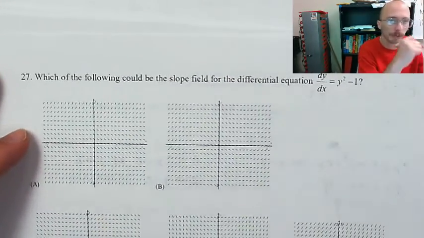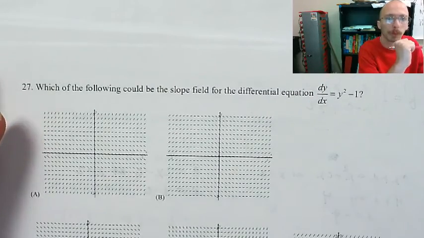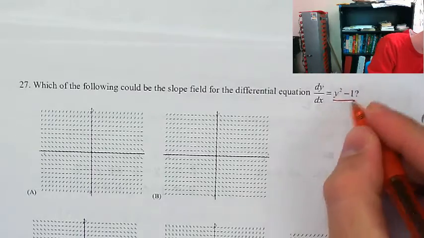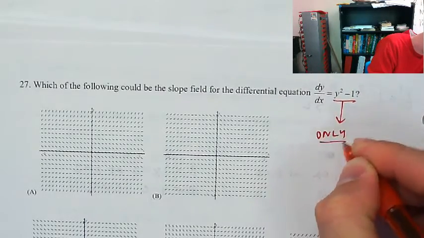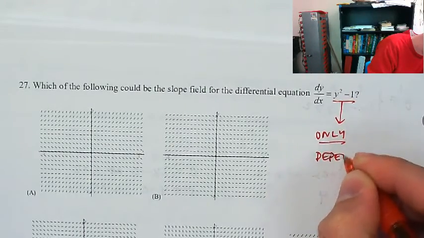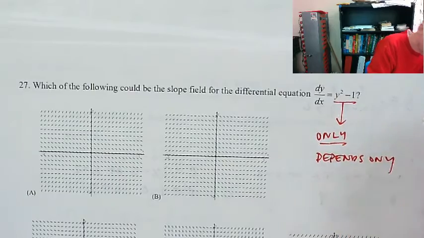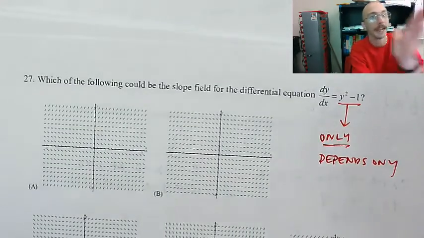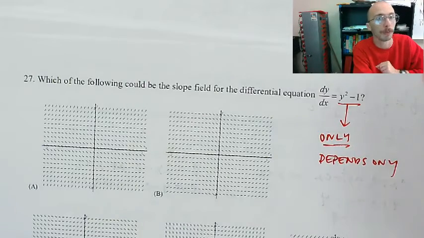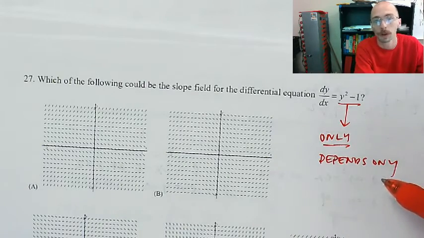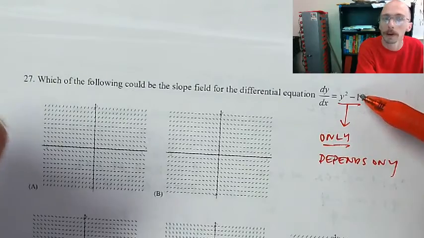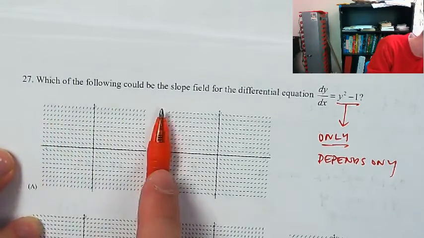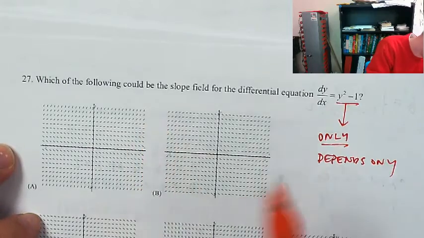All right, number 27. Which of the following could be a slope field for the differential equation dy dx equals y squared minus 1? Okay, this thing depends only on y. So I'm going to be able to knock off answer choices by moving side to side, manipulating x, and seeing different slopes. Because if I do see different slopes when I manipulate x, then dy dx would need to depend on x. Okay, so this is looking like a candidate for sure, because I look side to side and I'm always seeing the same slope.